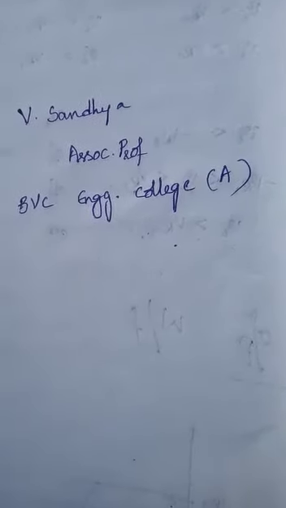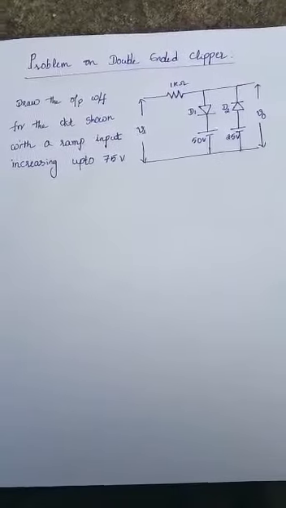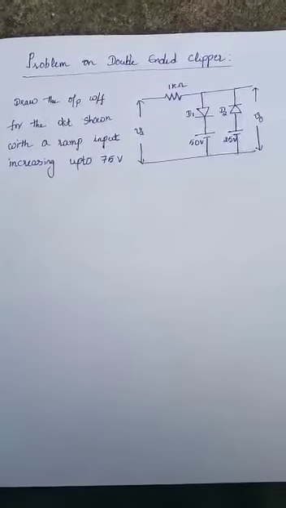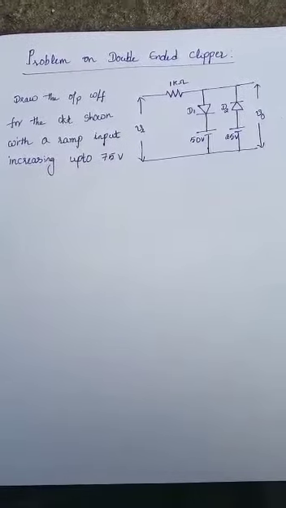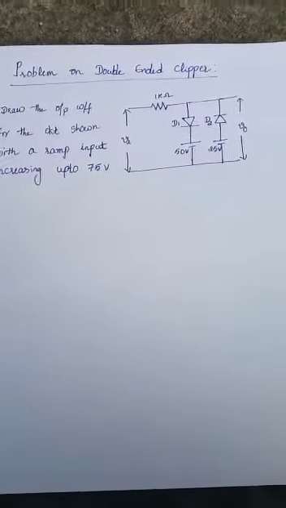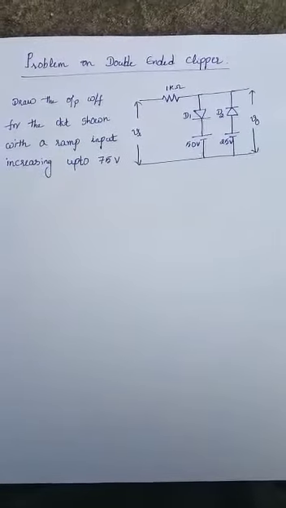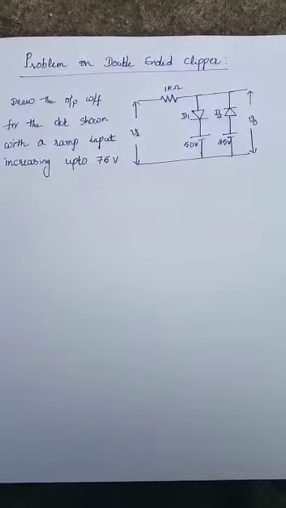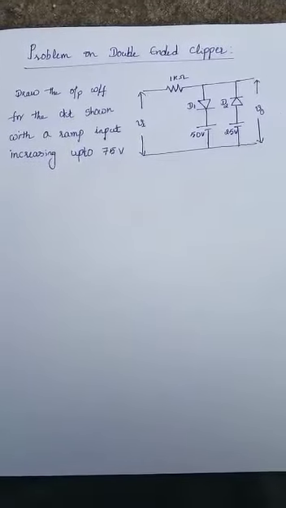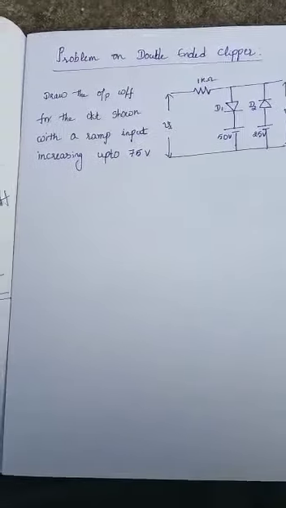Now we'll discuss a problem on the double-ended clipper. The problem is given like this: draw the output waveform for the circuit shown with the ramp input increasing up to 75 volts. The circuit diagram is given with a 1 kilo ohm resistor, the diode D1 which is forward biased with 50 volts, and diode D2 which is reverse biased with 25 volts. Now we have to draw the output waveform for the given input signal.